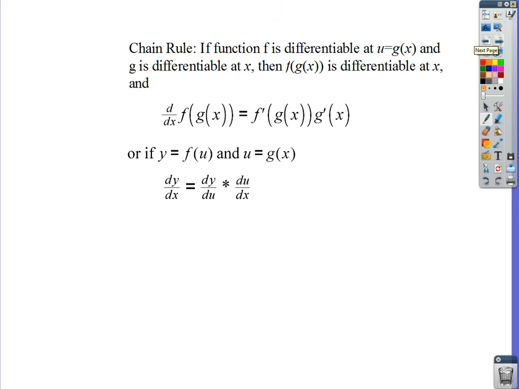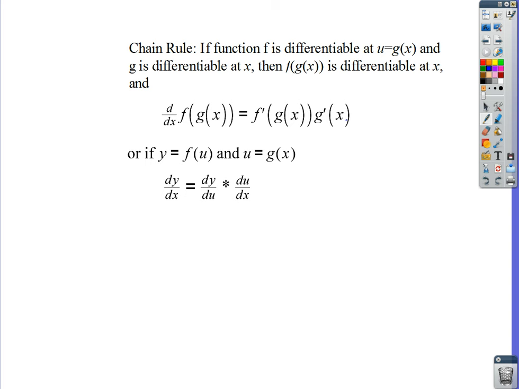Okay? So here's my general rule for chain rule. All right? If I want to take the derivative with respect to x of a combination of functions, it's the same thing as saying take the derivative of the shell, but leave the chocolate, times the derivative of the chocolate.